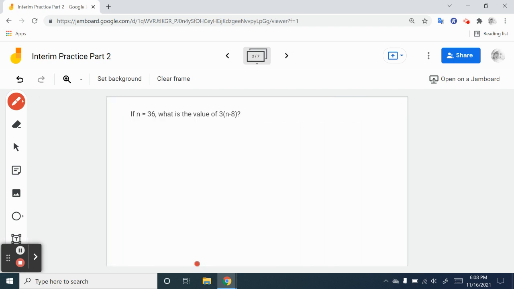Question 2, if n equals 36, what is the value of 3 times n minus 8? This one is actually multiple choice. They're going to give you several possibilities, but we're just going to evaluate it because that's how you'll need to solve it. You're going to have to substitute 36 in for n. So I'm going to have 3 times, instead of n, it'll be 36. So 3 times 36 minus 8.